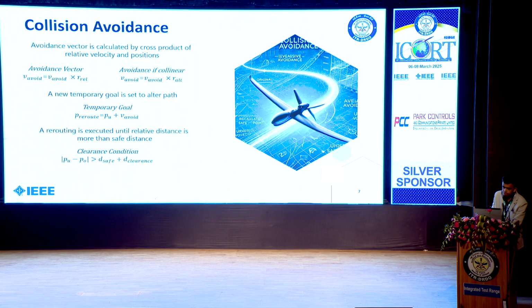And using the safe distance and clearance distance, we plan a temporary goal, which the UAV chases while it is avoiding the obstacle. Once it has cleared the safe distance from the obstacle, it then goes back to rerouting and resumes its path which was planned before.